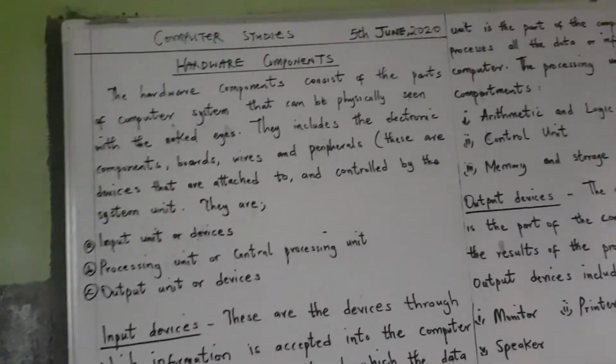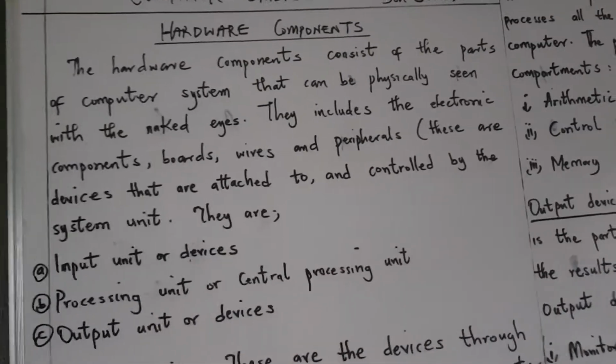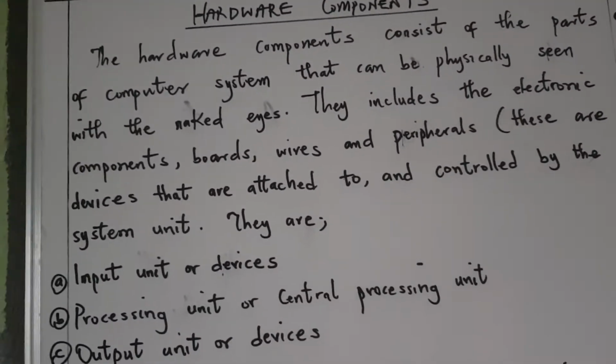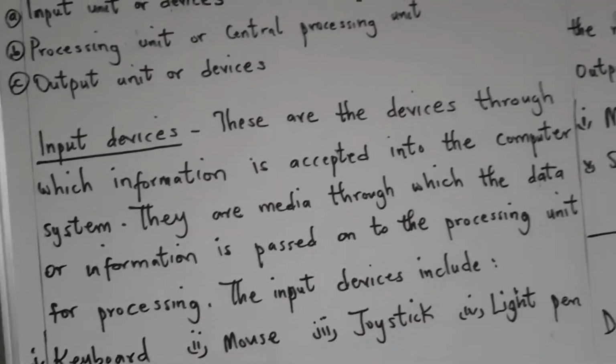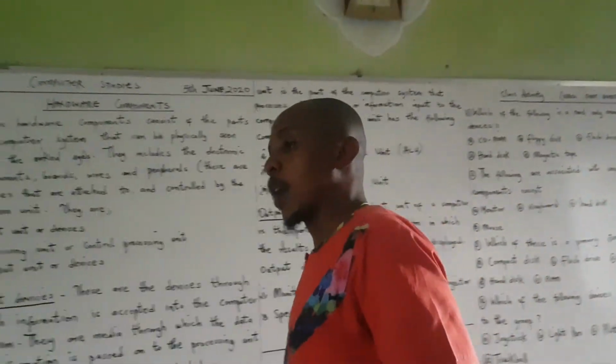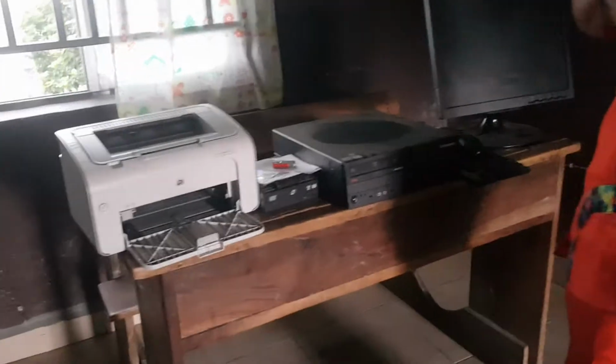Under computer, we have three different components. We have the hardware components, software components, and the peoplesware. These three components make up the computer system. So we're strictly looking at the hardware components. The hardware components are actually those parts of the computer we can actually see with our naked eyes.